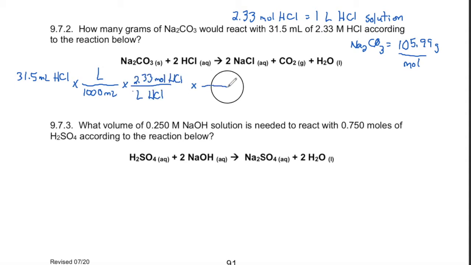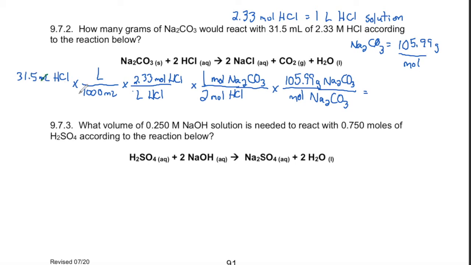hydrochloric acid. Now we want to start talking about sodium carbonate. So we'll use those coefficients. 2 moles of hydrochloric acid will react with 1 mole of sodium carbonate. So at this step we would have moles of sodium carbonate. And now if we use the molar mass, we can get grams of sodium carbonate. So here we have our milliliters canceling, our liters of hydrochloric acid solution canceling, our moles of hydrochloric acid canceling, our moles of sodium carbonate canceling, and we end up with 3.89 grams of sodium carbonate.